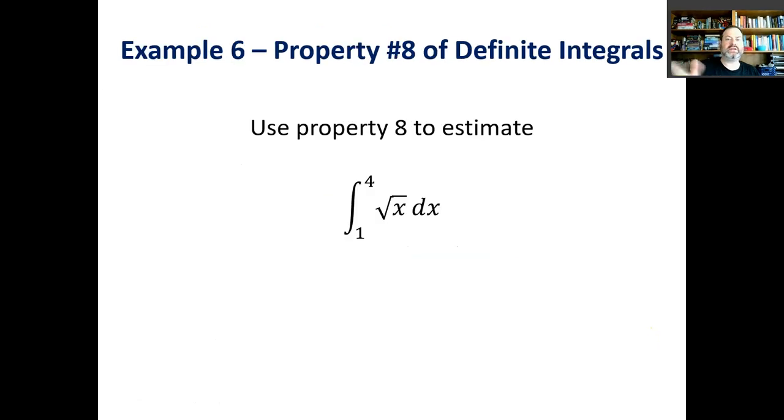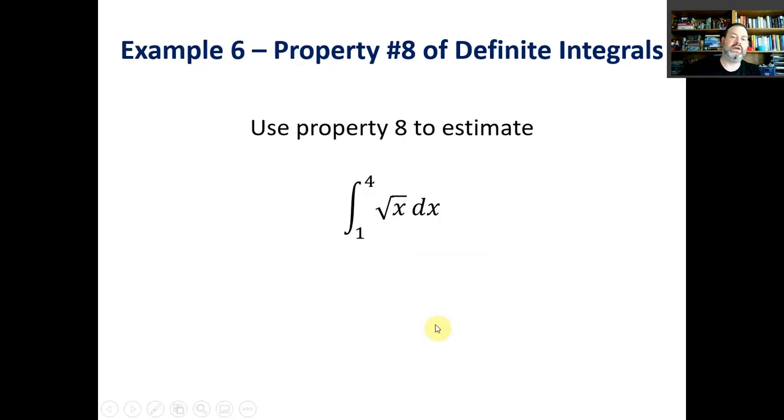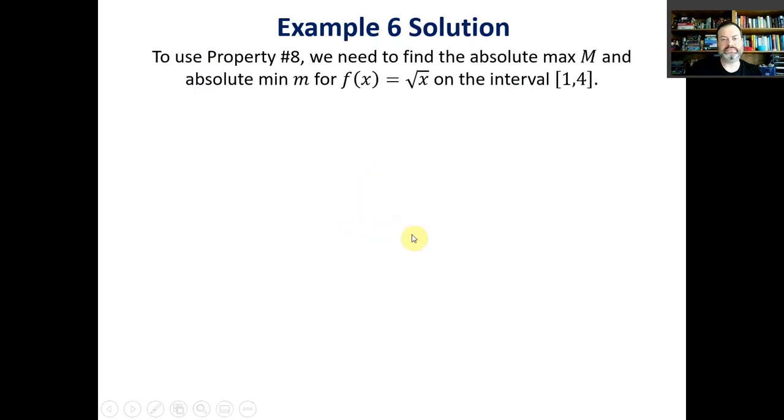All right, let's see how to use it. I have to find the absolute max, I'll call it big M, and the absolute min, little m, for my function on the interval. This is given in the problem, because look here, this is A, and this is B, and this is my function. So all this is given.